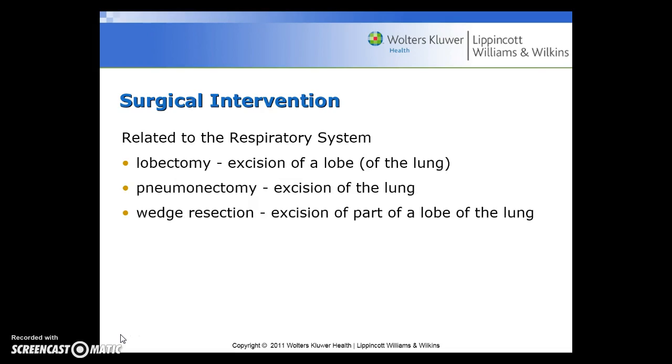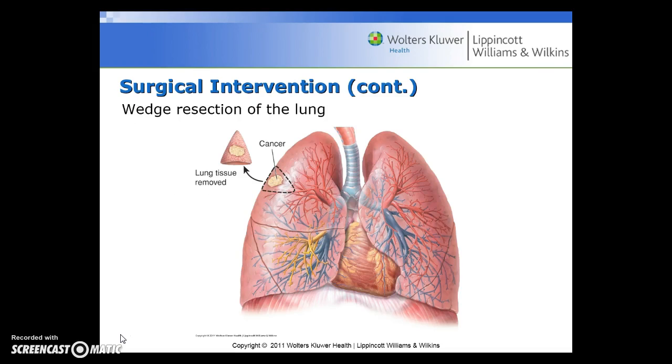Surgical interventions in the respiratory system: a lobectomy is excision of a lobe of the lung. Pneumonectomy is an excision of the lung, and a wedge resection is an excision of part of a lobe of the lung. And here you can see a wedge resection of the lung where the lung tissue was removed where the cancer was contained.